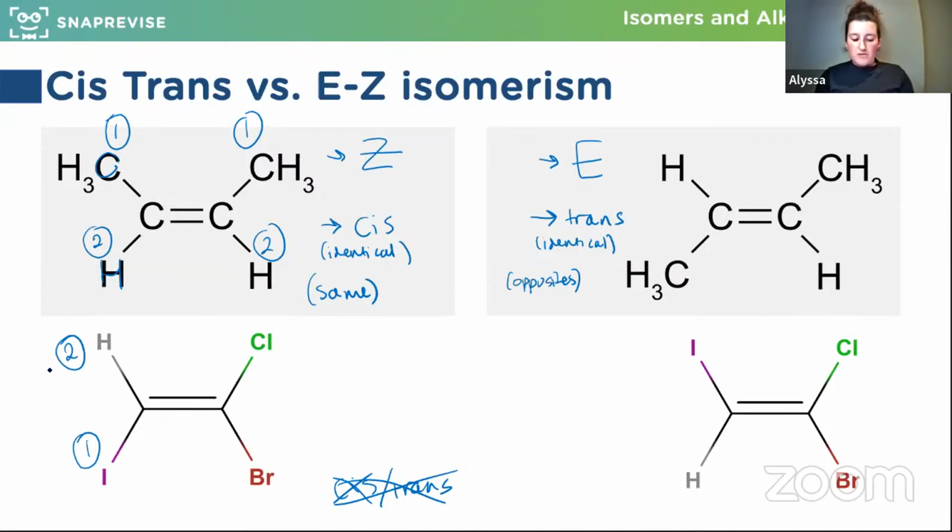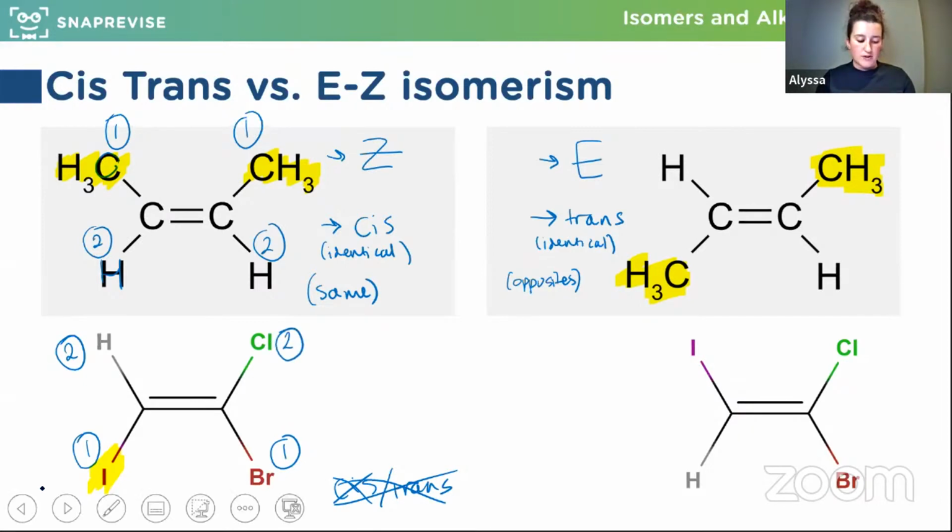Okay, good. What about the right-hand side? Which has higher priority, chlorine or bromine? I might get my highlighter out and highlight the priority groups here. So which has priority, chlorine or bromine? It's bromine. Bromine definitely has a higher atomic mass. So bromine is our highest priority on the right-hand side of the double bond, and therefore chlorine is second priority.